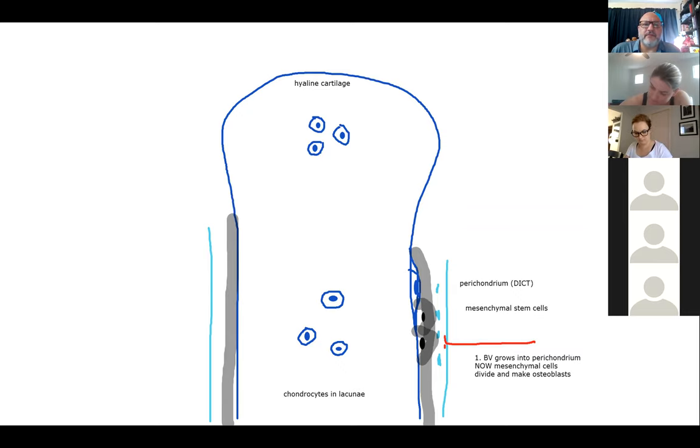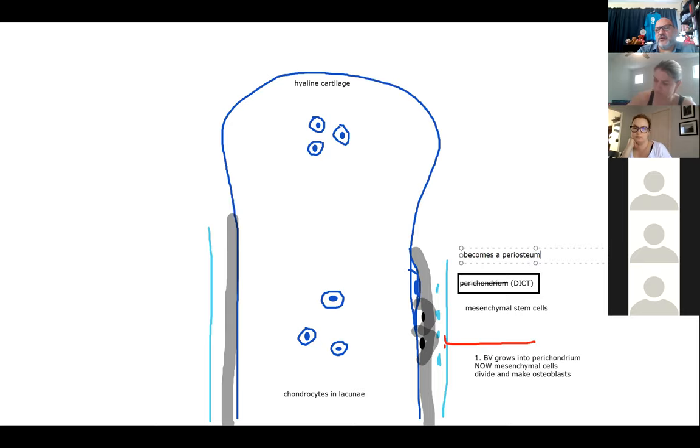Now, notice one more thing. We called this dense irregular connective tissue a perichondrium because it was sitting on top of cartilage. Is it sitting on top of cartilage anymore? These are the easy questions. No, absolutely not. So that means it's still a dense irregular connective tissue, but we can't call it a perichondrium anymore. Instead, as was mentioned by Jawed, it is now a periosteum. Again, notice the tissue hasn't changed, its location hasn't changed. The only thing that's changed is what it's sitting on top of. And what it's now sitting on top of is bone, so now technically we call it a periosteum.